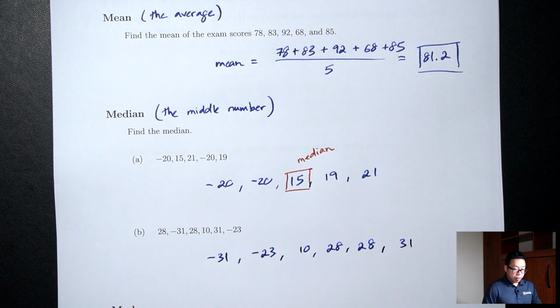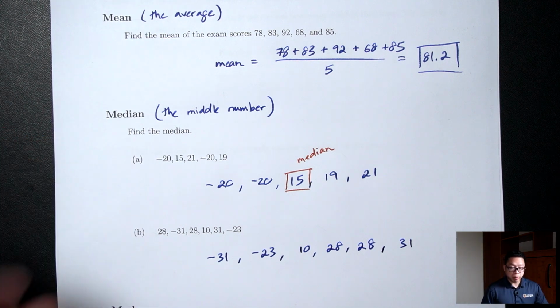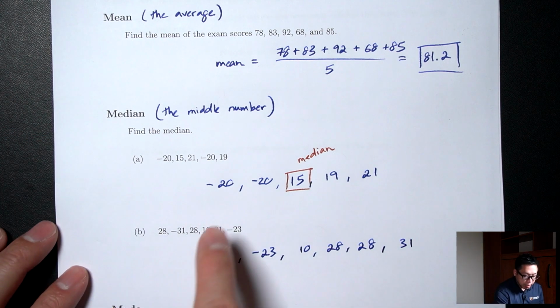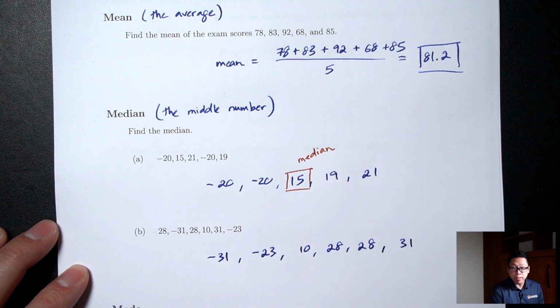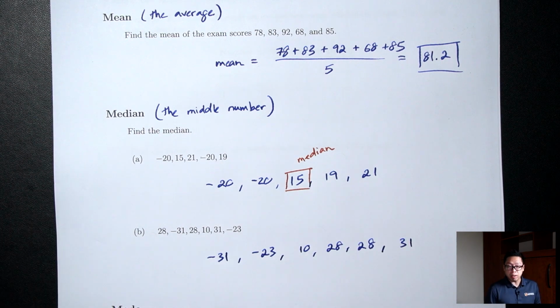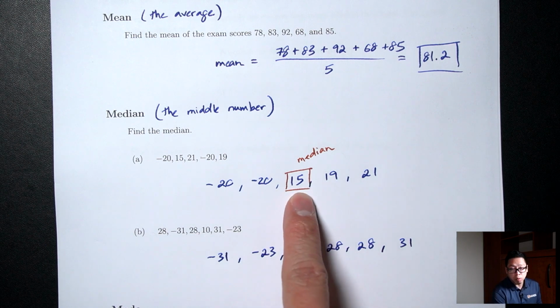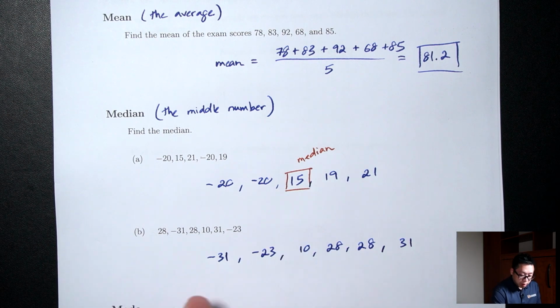Now, what's the difference between A and B? In A, notice that we had 1, 2, 3, 4, 5 data values, an odd number of data values. When you have an odd number of data values, there is going to be a number right smack in the middle, and that's your median. In part B, notice that we have 1, 2, 3, 4, 5, 6 data values. When you have an even number of data values, there's not going to be a single number in the middle.